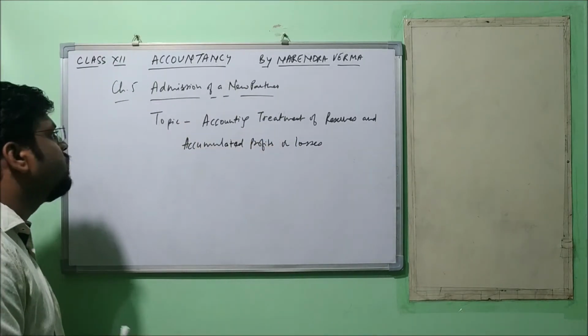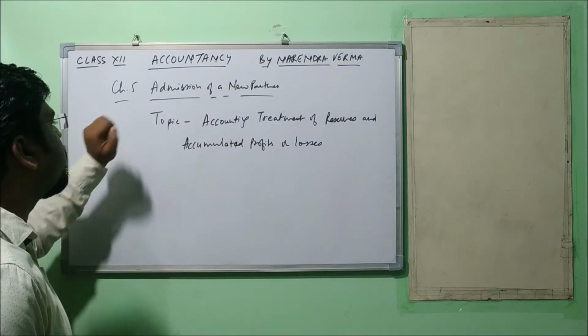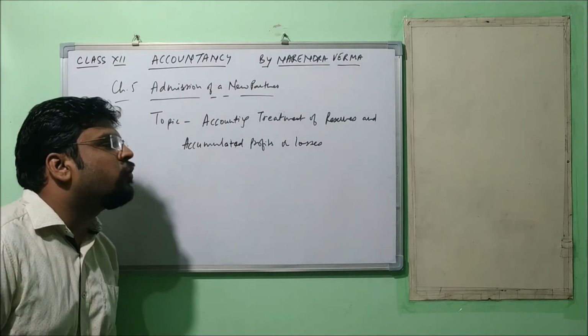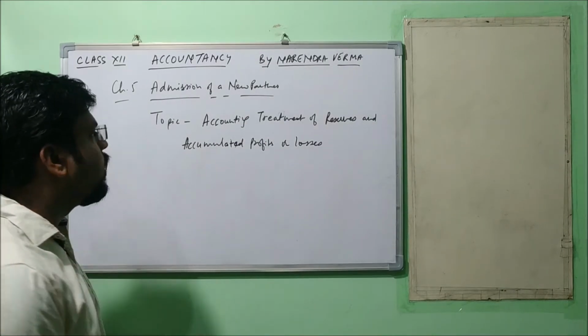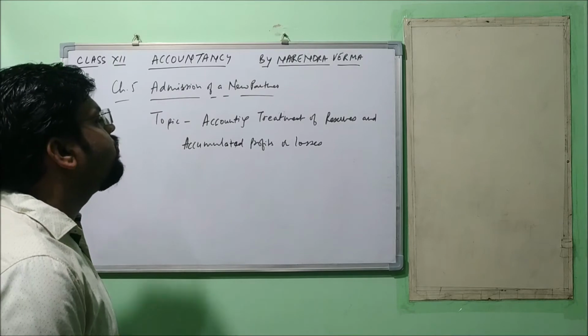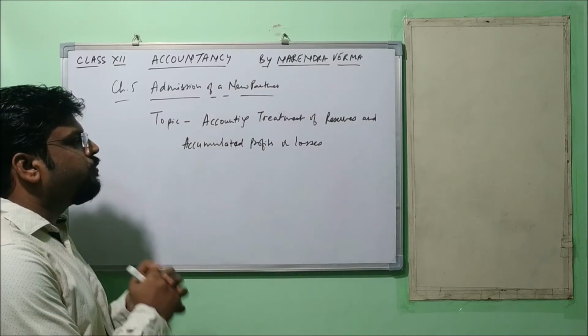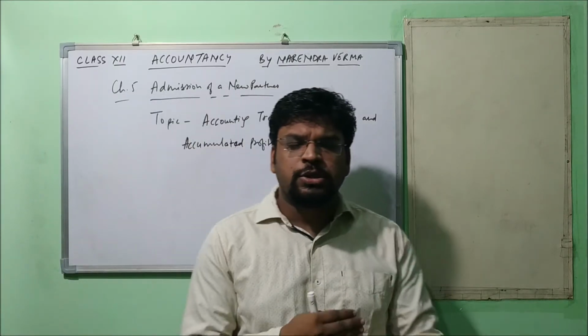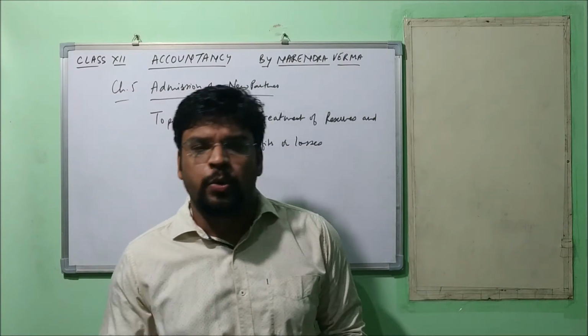For class 12 CBSE syllabus. We have been dealing with chapter number 5, that is admission of a new partner, right? And today what we are going to learn is the accounting treatment of reserves and accumulated profits or losses. Before I proceed further, let me tell you something about it.